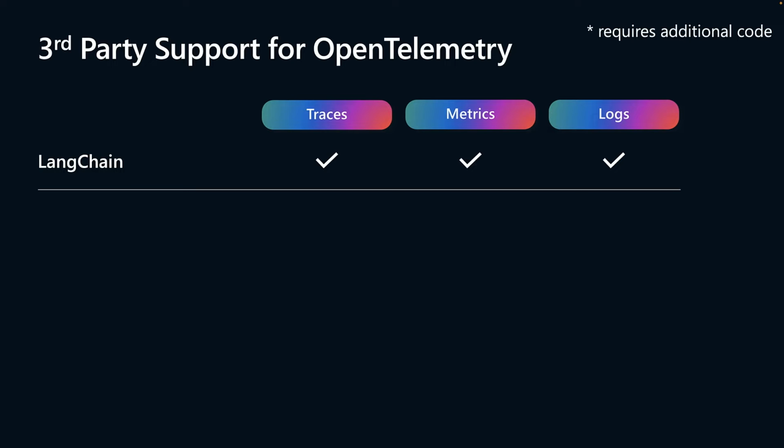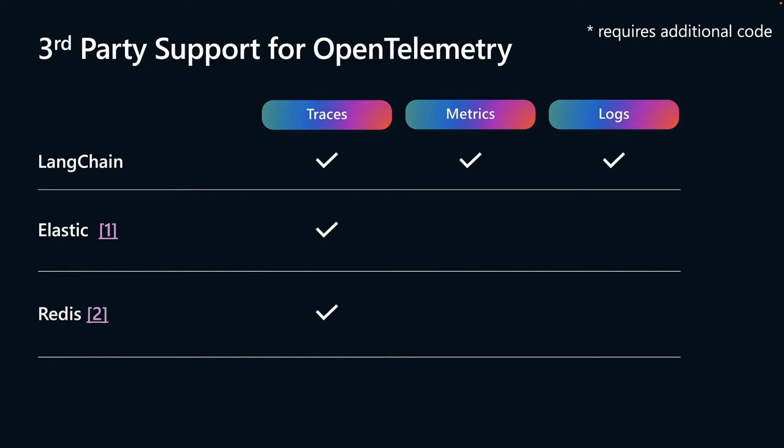If you're using third-party libraries as well, then there's great support for OpenTelemetry. LangChain with instrumentation supports traces, metrics, and logs. With Elasticsearch and Elastic Tools, you can also get traces. They have full support for OpenTelemetry, as does Redis, either as a caching store or as a vector store. And if you're using something like llama-index as well, then it also supports OpenTelemetry for both tracing and logs.